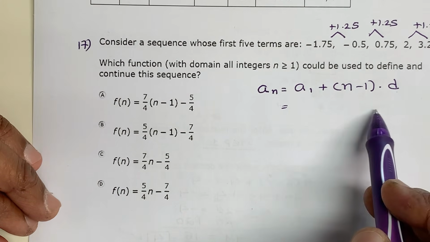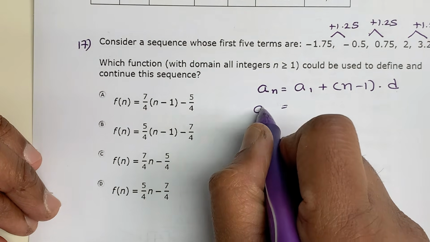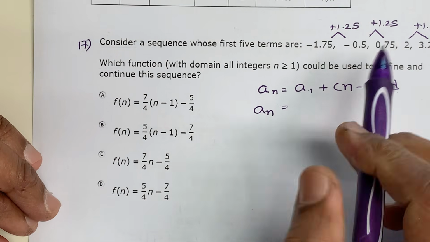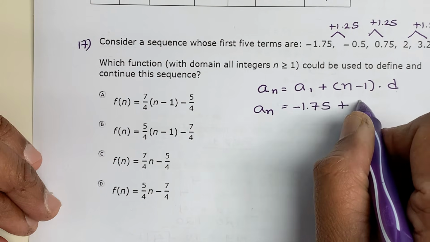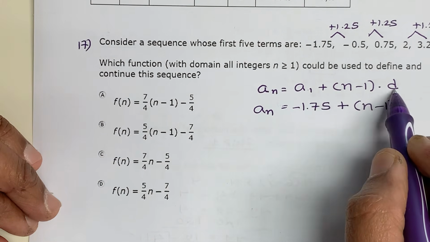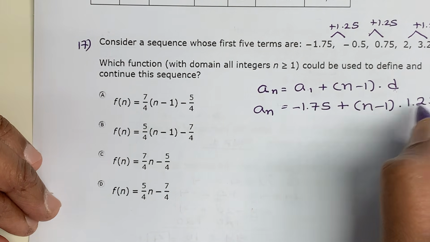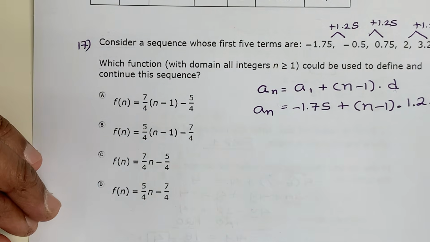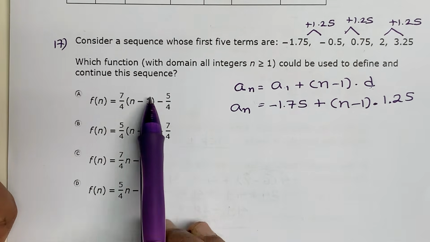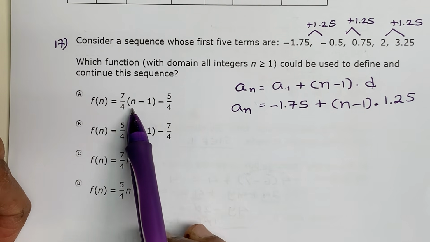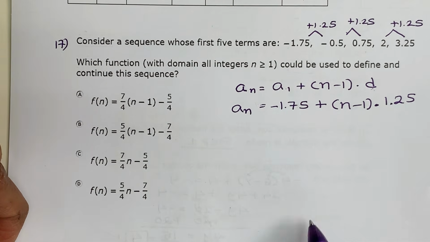So let's plug that into this formula and see what we get. We have an equals a1, which is negative 1.75, plus n minus 1 times d, the difference we just figured out, which is 1.25. Now, the answers which are given are not in decimal, they are in fraction form, but that's okay because I think we can figure out what's going on.